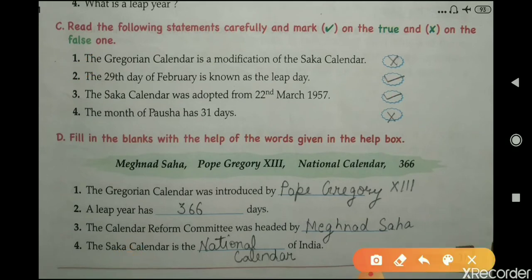Now fill in the blanks. The Gregorian calendar was introduced by Pope Gregory XIII. A leap year has 366 days. The Calendar Reform Committee was headed by Meghnad Saha. The Saka calendar is the national calendar of India.